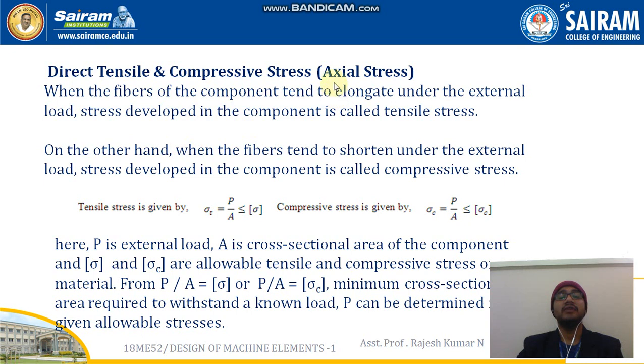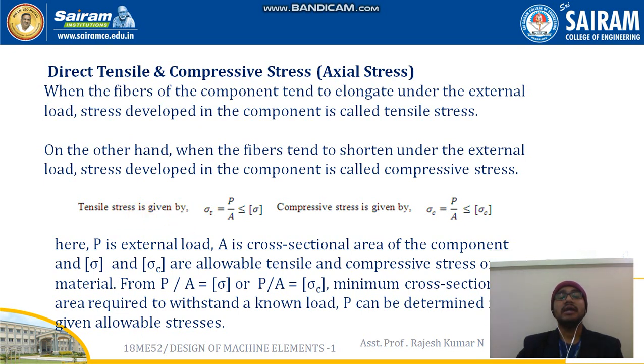First we'll start with the axial stress. When I speak about the axial stress, we have two different types of stresses. First one is direct tensile stress and second one is direct compressive stress. Tensile stress can be defined as, when the fibers of the component tend to elongate under the external load, the stress developed in the component is called tensile stress. On the other hand, when the fibers tend to shorten under the external load, the stress developed in the component is called compressive stress.